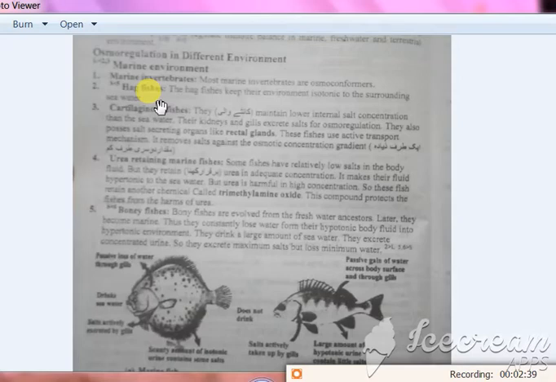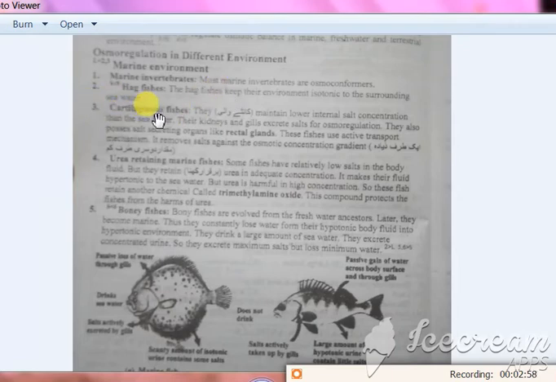For example, if they gain 10 gram of salt, they will lose 10 gram. Similarly, if they gain 100 ml water, they will lose 100 ml water. So they remain isotonic. They don't need to actively adjust to the external environment.